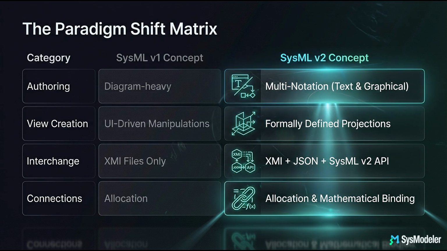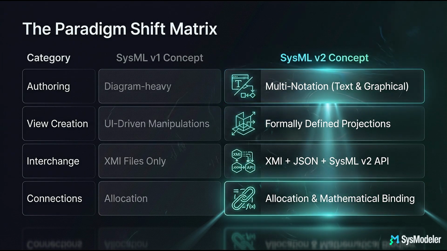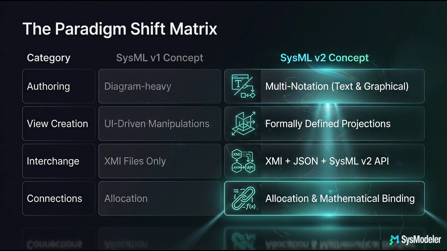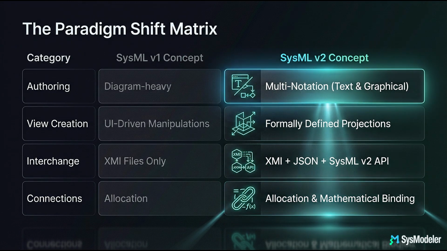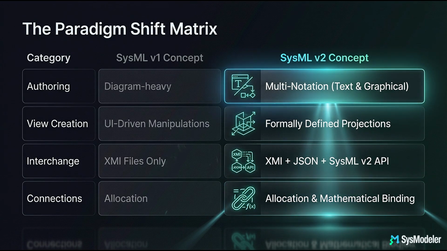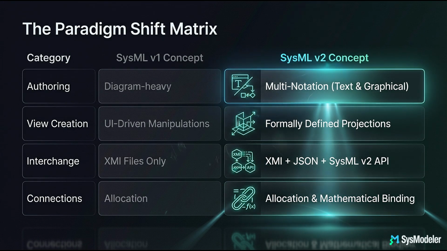Finally, allocations have not been replaced by bindings. Both are distinct, mathematically grounded connections in SysML v2. Allocations map realizations across different structures, while bindings assert strict equivalency between features. In SysML v2, whether through text or drawing, you are building rigorous engineering truths.